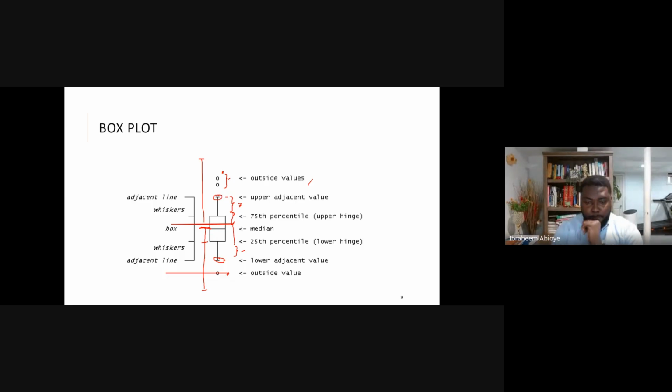That's the upper adjacent value. Any value that is then greater or less, those are outside values or outliers, and you can illustrate this in box plots. And if you find these outside values, and you're presenting this box plot at a conference, it's very likely that one of the people who come to see your poster will say, oh, why do you have these outliers?